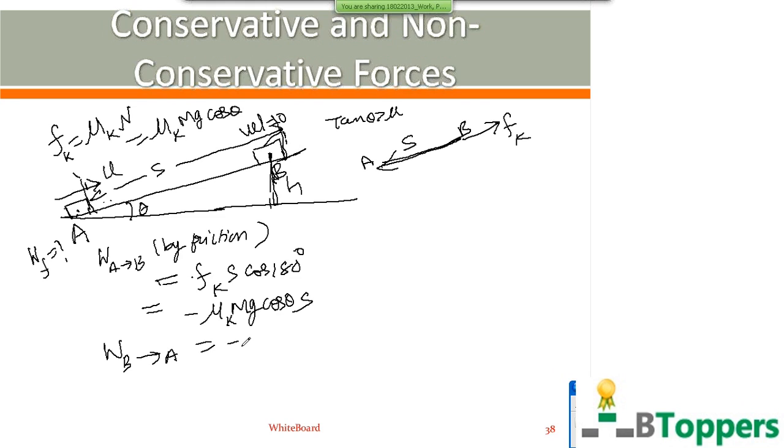So work done by the force of friction on the block for motion from B to A will be minus mu_k mg cos theta times d, again negative. So total work done by friction on the block for the round trip is not zero. So force of friction is an example of a non-conservative force.